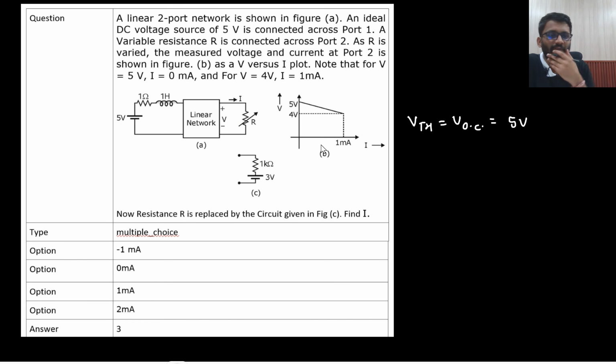Can I find RTH from here? This is my question. What is your Thevenin resistance? You apply VDC, you get some current IDC. VDC by IDC is your Thevenin resistance, considering all the independent sources nullified. RTH is VDC by IDC, but considering all the independent sources nullified.